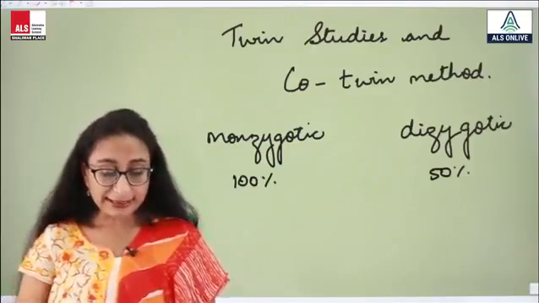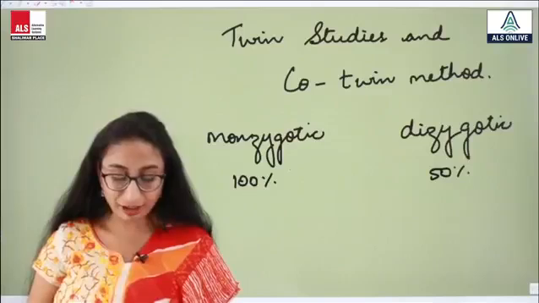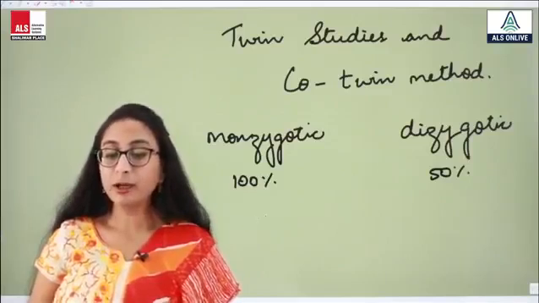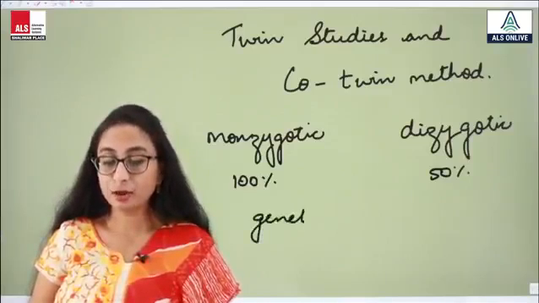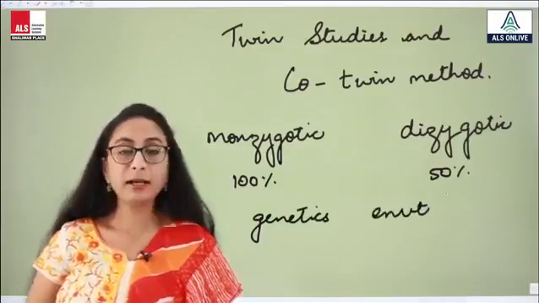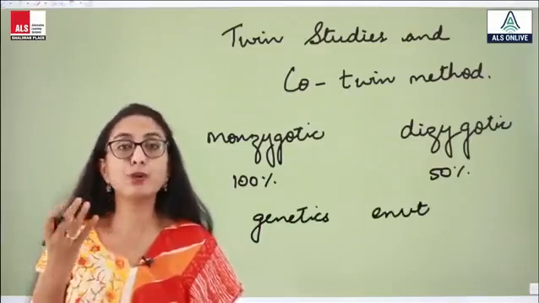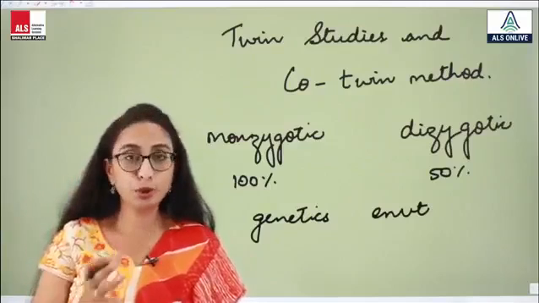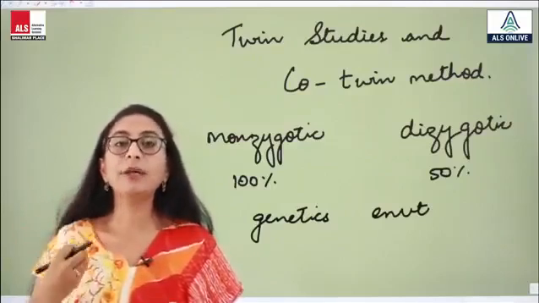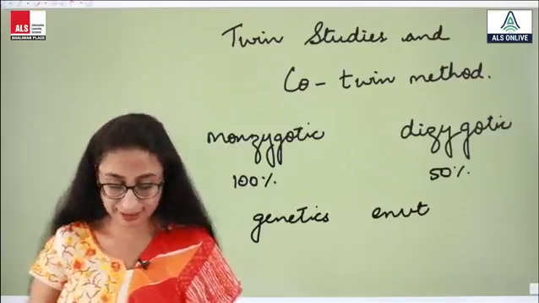Okay. So the classical twin method examines to what extent genetics and environmental factors contribute to the variation in a trait. So here we are trying to understand to what extent genetics contributes and to what extent environment contributes in the variation of a trait among the twins. So to what extent the genetics is responsible for a particular trait in both the twins, or to what extent the environment is playing a role in forming a particular trait or character among the twins. This is what the co-twin method is trying to examine.